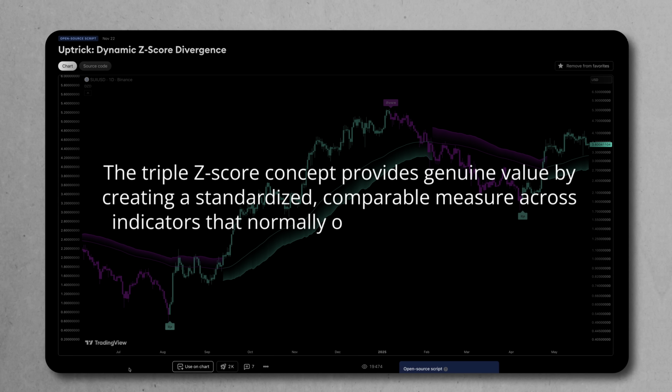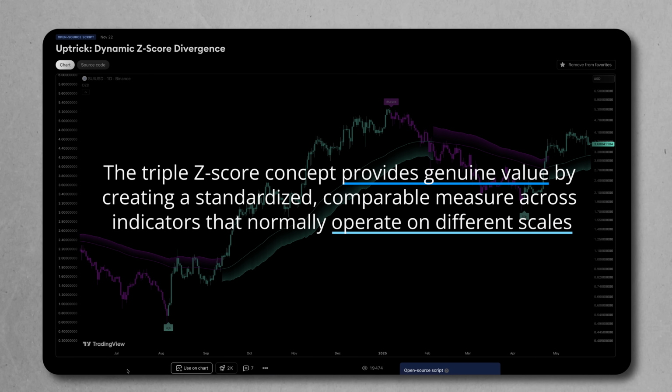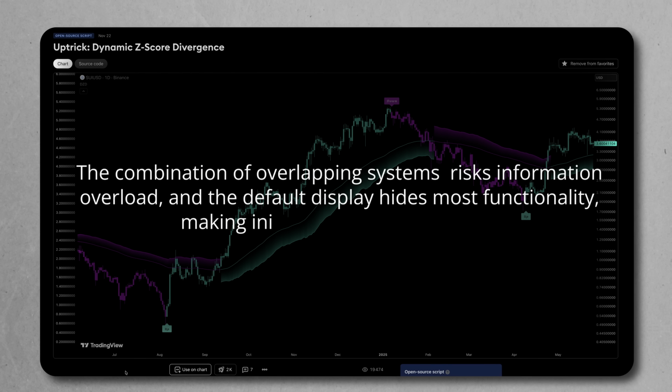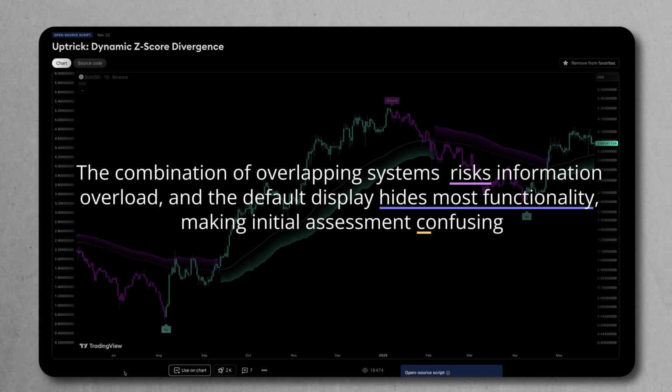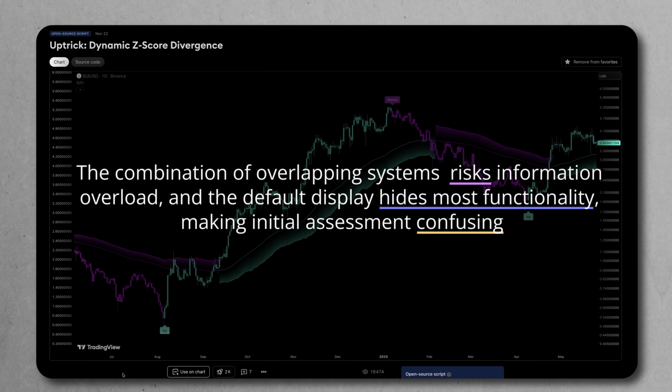The triple Z-score concept provides genuine value by creating a standardized, comparable measure across indicators that normally operate on different scales. The combination of overlapping systems risks information overload, and the default display hides most functionality, making initial assessment confusing.